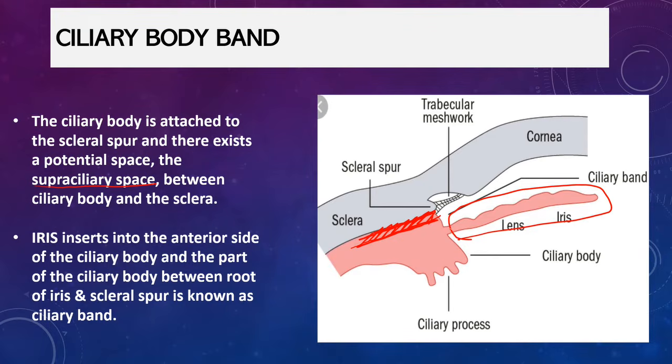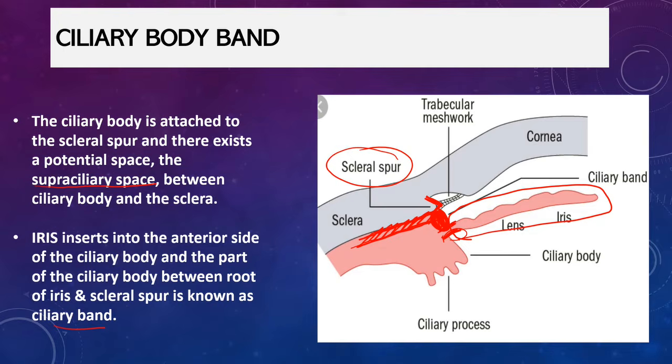The iris is attached to the anterior surface of the ciliary body in such a way that a part of the ciliary body is present in between the scleral spur and the iris. And this part of the ciliary body, which is present in between the scleral spur and the root of the iris, is seen to us in gonioscopy, or in the angle of the anterior chamber. And this small part of the ciliary body that we see is called the ciliary band or the ciliary body band.